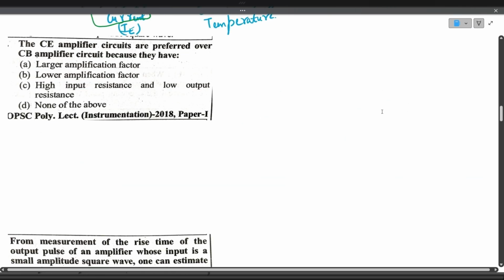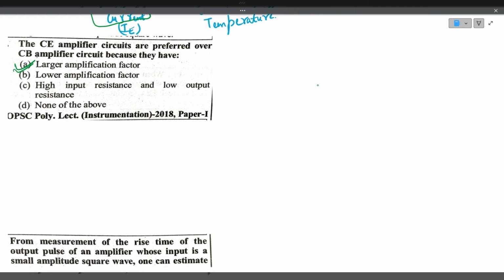The common emitter amplifier circuits are preferred over common base circuits because they have large amplification factors. We'll see the gains of a common base, common emitter, and common collector. Just a little comparison so that you will try to understand the gains between these three configurations. Now, if you see the voltage gain of a common base will be approximately 150. Whereas for the common emitter, it is in the range of 500. For common collector, this is less than 1.